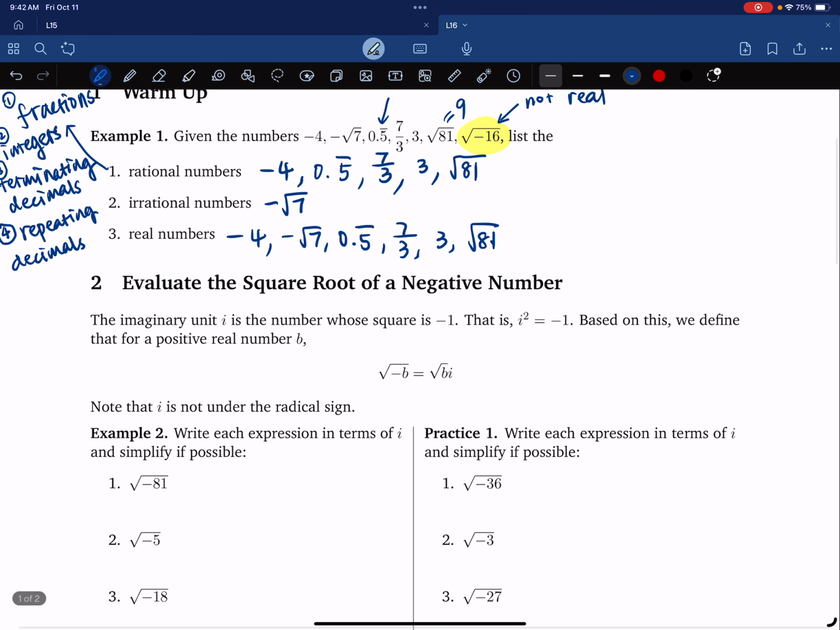Let's look at the definition. Section 2 is evaluate the square root of a negative number. It will also have this little definition right here. The imaginary unit i is the number whose square is -1. That is, if you square i, you get -1. And based on this, we can define that for a positive real number b, the square root of -b, like square root of -16, is simply the square root of b, the number without the negative sign, multiplied by i. So that's why i is just the imaginary unit.